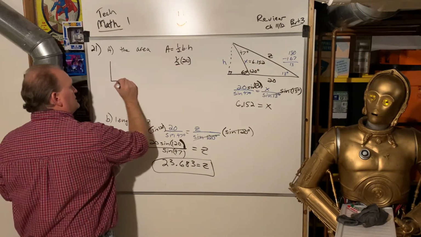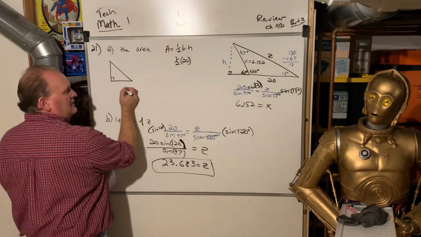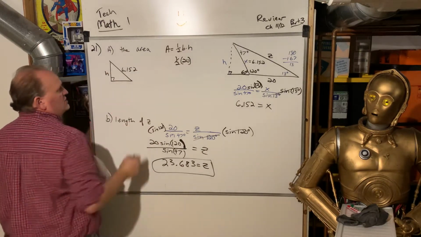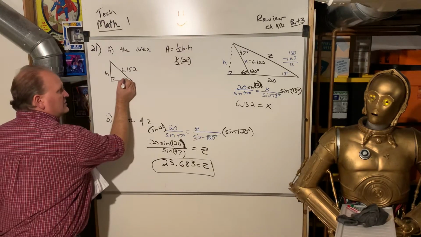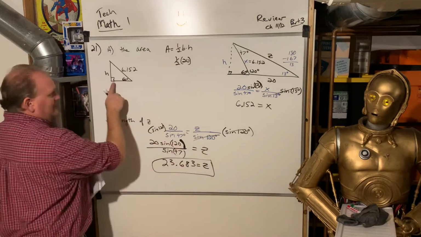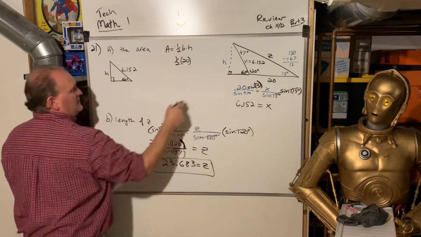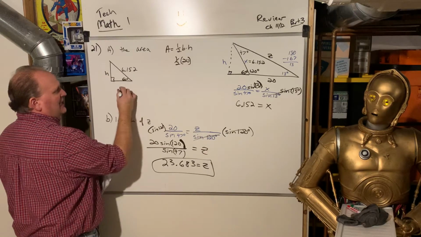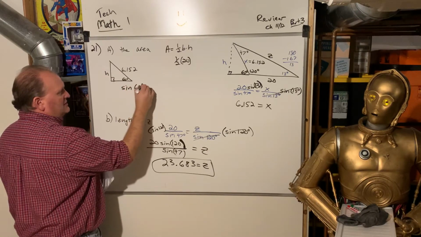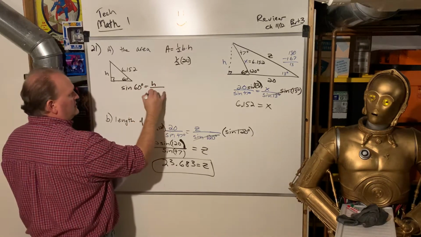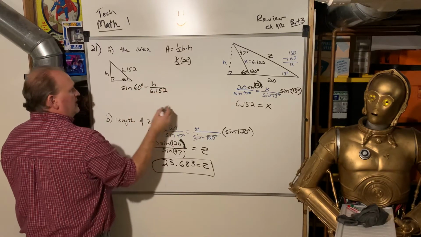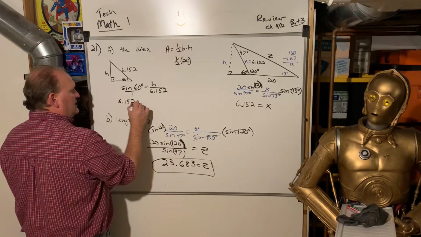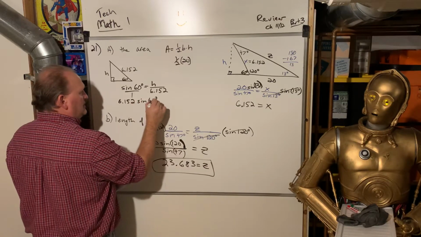We'll redraw this triangle over here. So that's 90. We know this is 6.152, and we know this is h. And we know this is 60 degrees. So which one? It's a 90-degree triangle because we put that 90-degree altitude on there. So opposite and hypotenuse is sine. So the sine of 60 degrees should equal h over 6.152. And then I cross multiply and solve. So 6.152 times the sine of 60 is equal to h.